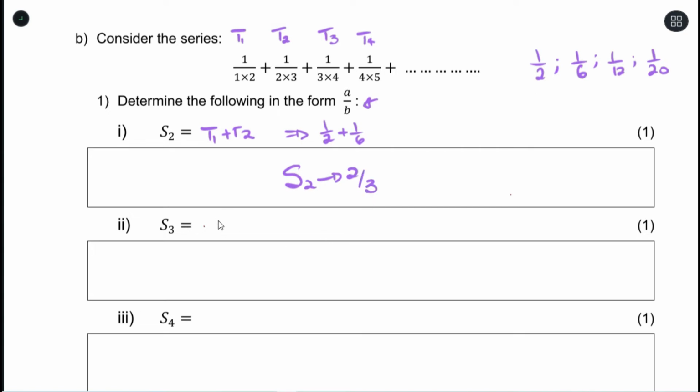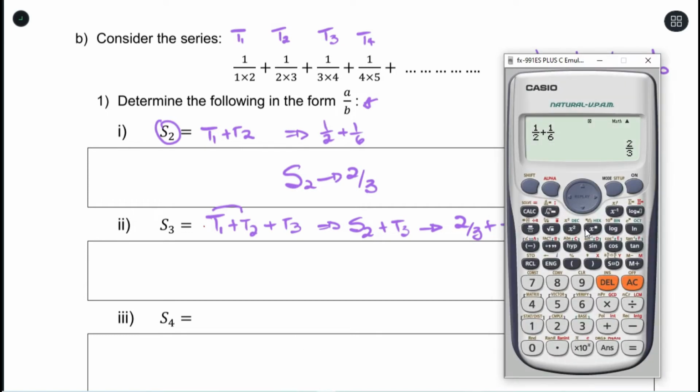Now S3 is T1 plus T2 plus T3. But as you know, T1 plus T2 is S2 like we have here. So literally, I could say this is the same thing as saying S2 plus T3, which as you know, will give you 2 over 3 plus the third term here is 1 over 12.